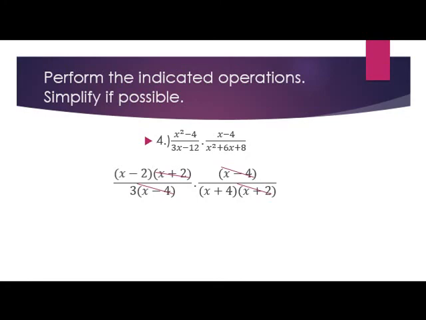Cancel the (2x minus 4)s and cancel the (2x plus 2)s, and you end up with x minus 2 over 3 times the quantity of x plus 4. You could multiply that out in the denominator if you wanted to, but it's not necessary.